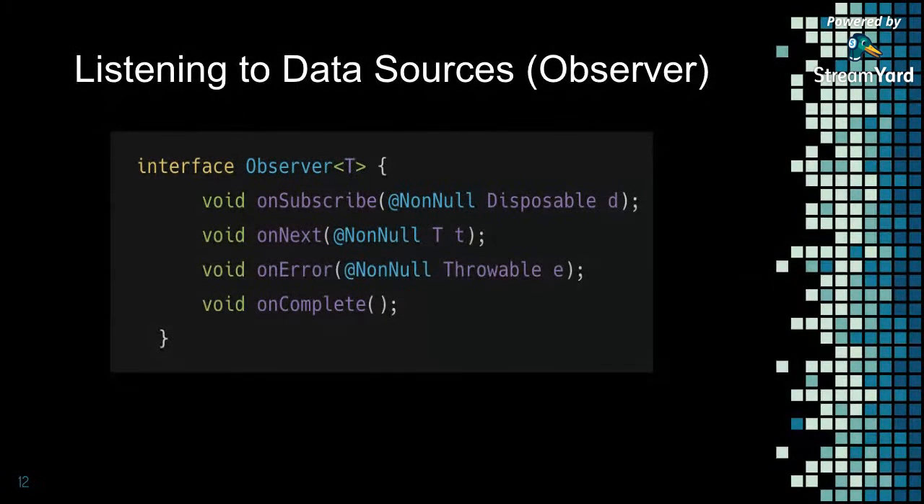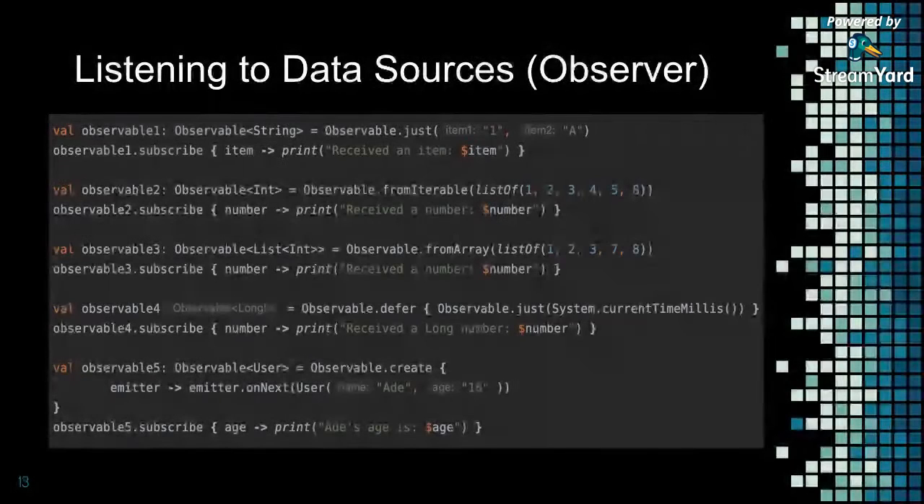So to listen to a data source, we can receive results in something we call on next. If an error happens, we receive it in an on error. If it completes, we just get a completion callback, and we can know when something subscribes. Okay, so listening to data sources.